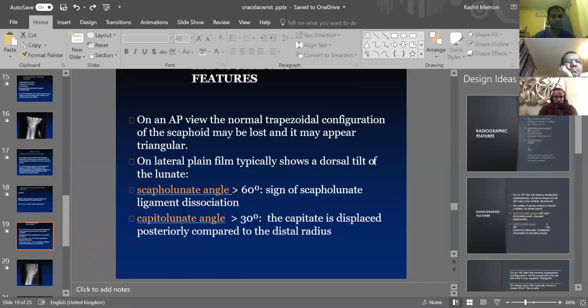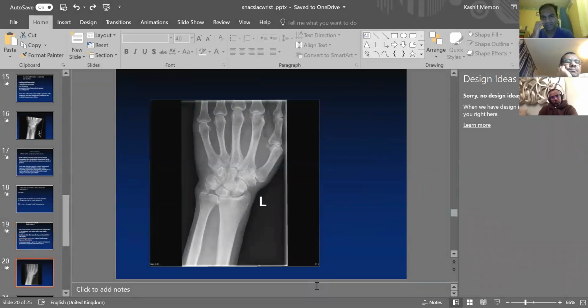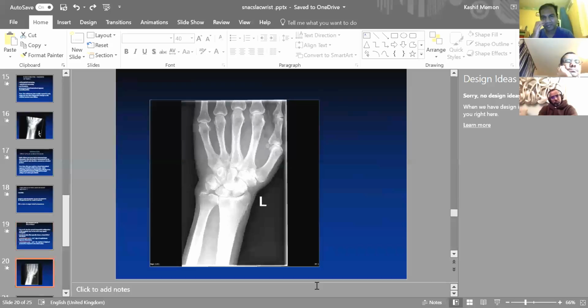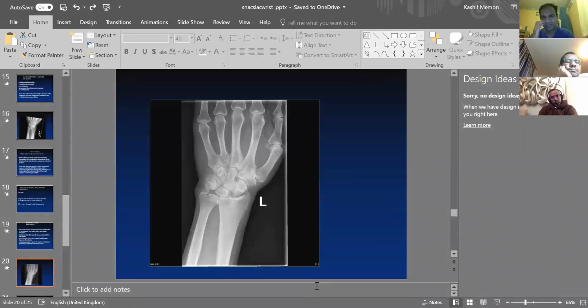And again, on the angles. Sorry. For the radiograph, you will go for AP and lateral views. There are two different angles which you need to remember. The scapholunate angle should be more than 60, and the capitolunate angle should be less than 30. So these are radiographs which show the stage, looks like stage 2.